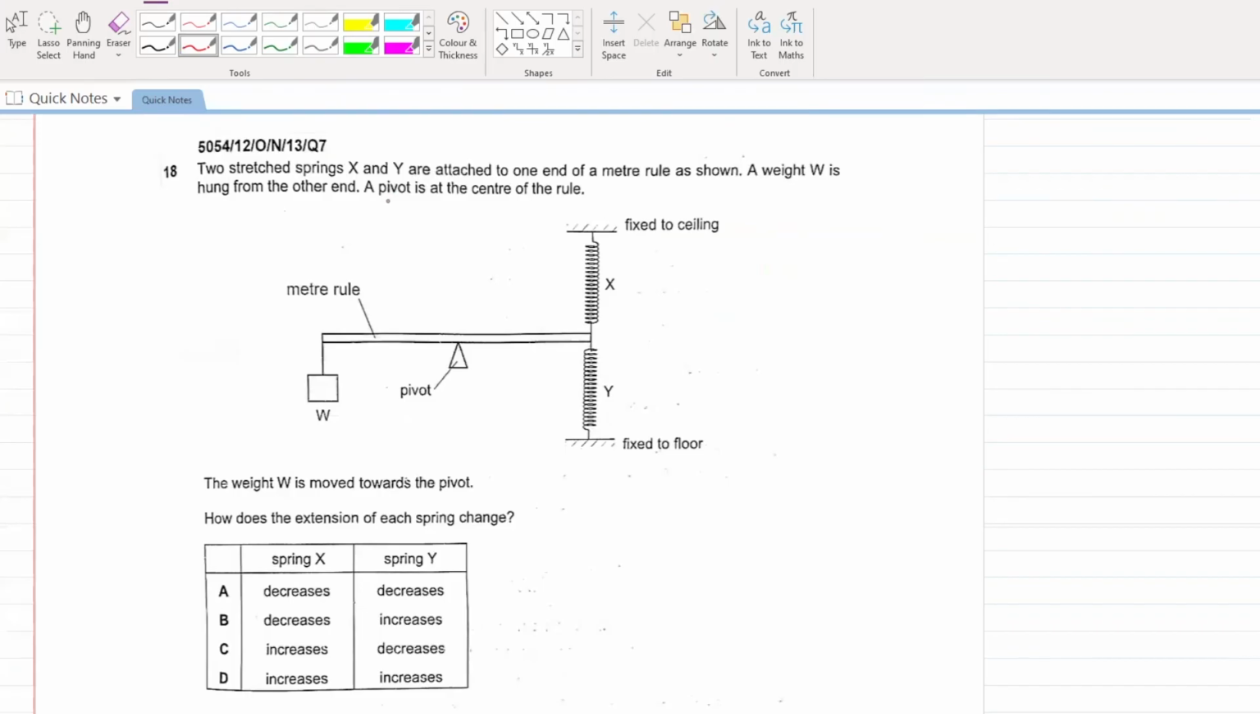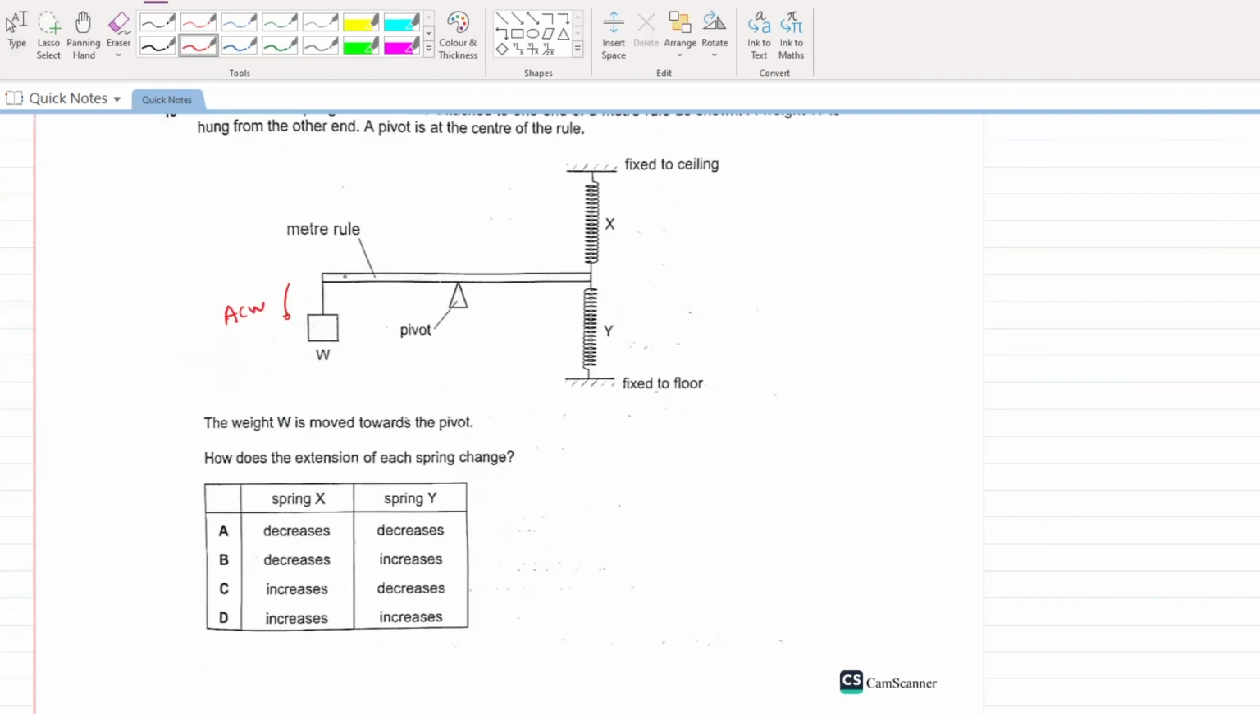Let's see this. Two stretched springs X and Y are attached to one end of a meter rule as shown. A weight W is hung from the other end. Okay, a weight W is hung from here. This weight will cause anti-clockwise moments. A pivot is at the center of the rule. So initially the system is balanced. The weight is moved towards the pivot. Now let's say the weight is here.